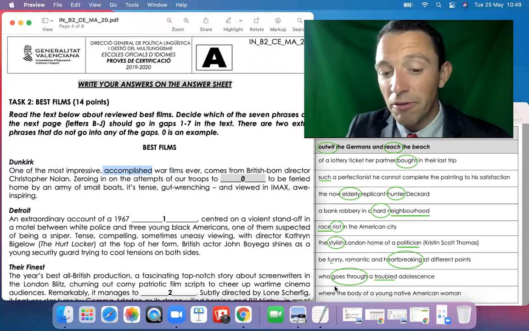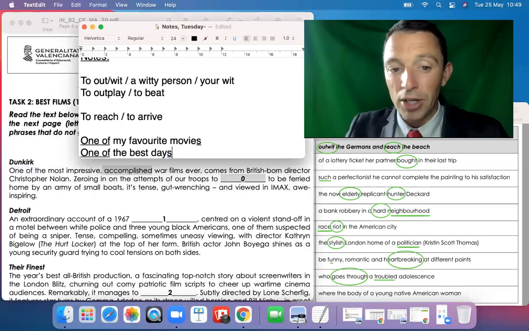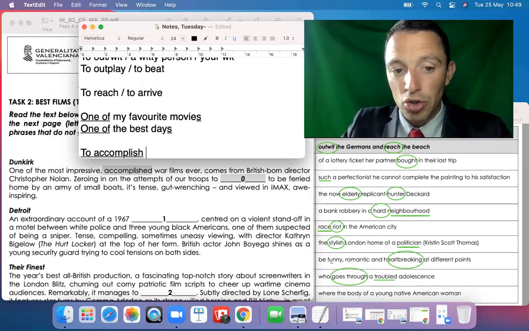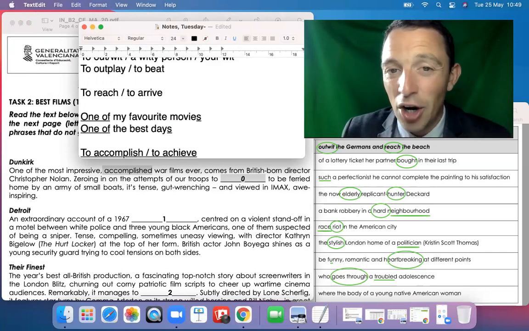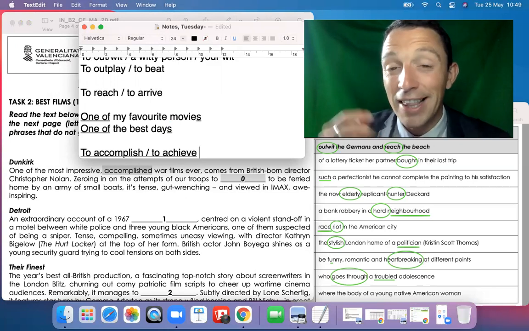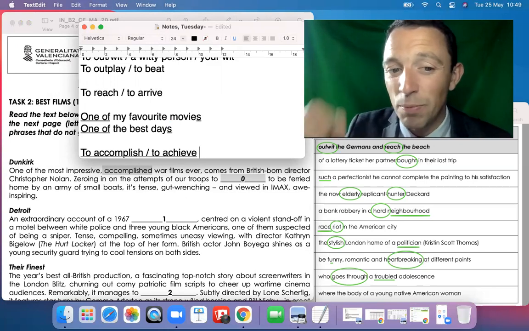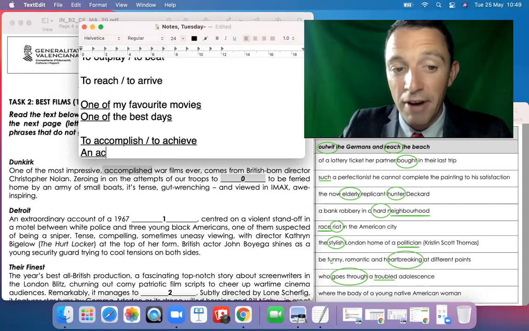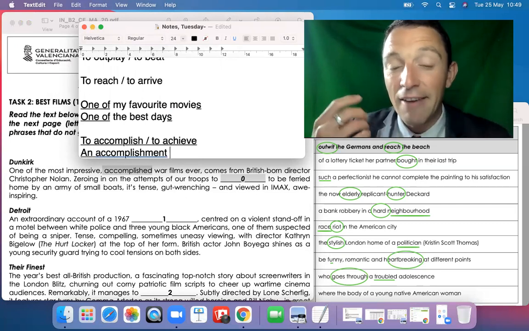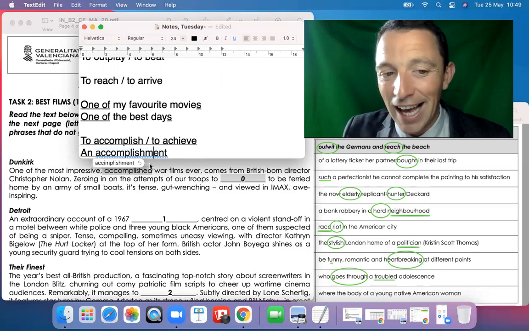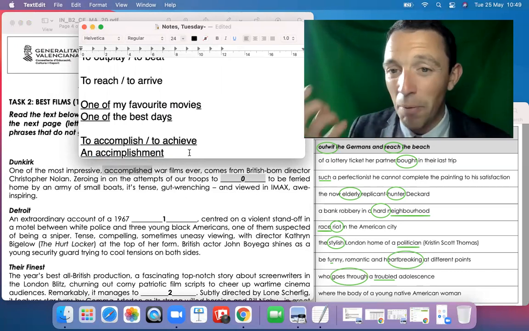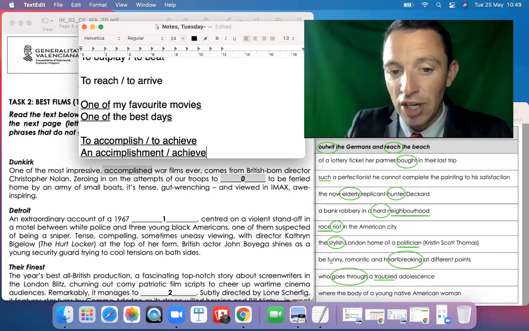Accomplished is very good vocabulary as well. And the verb to accomplish is very similar to achieve. Okay, so if you accomplish a victory or you accomplish a certificate, it's very similar to achieve. And the noun is an accomplishment. Okay, so it's a very good accomplishment. If you win or if you pass an exam, it's a very good accomplishment, very similar to achievement.